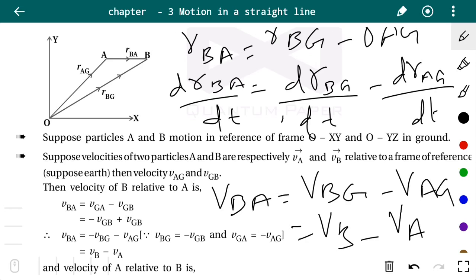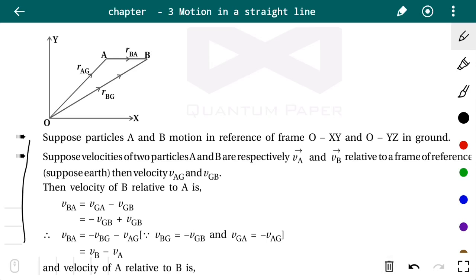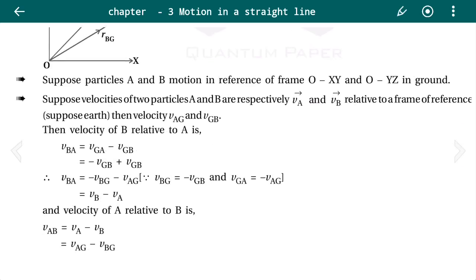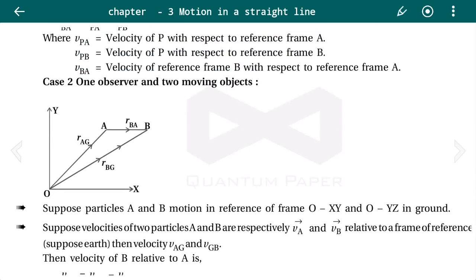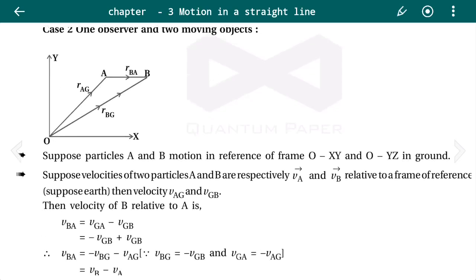So vBA equals vB minus vA, that is velocity of B with respect to A equals vB minus vA. In the same way, we can see the relative velocity of A, that is velocity of A with respect to B, can be written as vA minus vB, that is vAB equals vAG minus vBG. So this is the second case, one observer and two moving objects, and we have found the velocity of the moving objects with respect to one observer. So students, you may note down this.